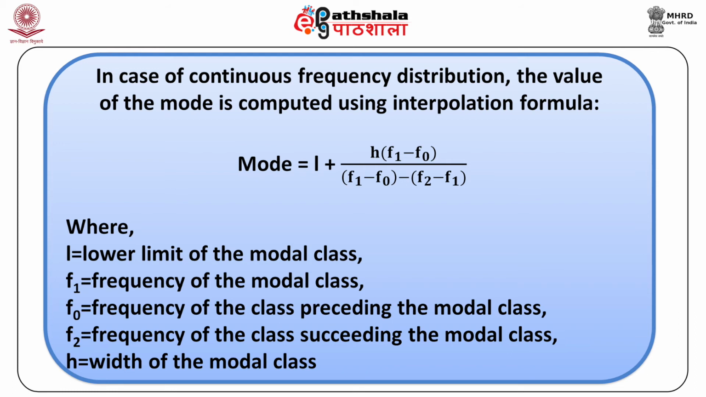Mode is equal to L plus H times (F1 minus F0) upon (F1 minus F0 minus (F2 minus F1)), where L refers to the lower limit of the modal class, F1 the frequency of the modal class, F0 the frequency of the class preceding the modal class, F2 the frequency of the class succeeding the modal class, and H the width of the modal class. The modal class is the class corresponding to the maximum frequency.